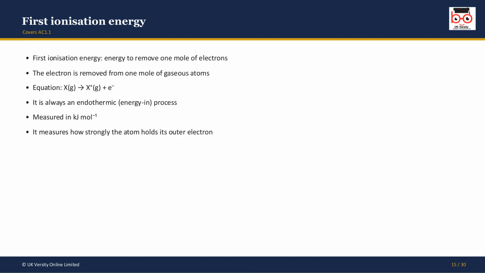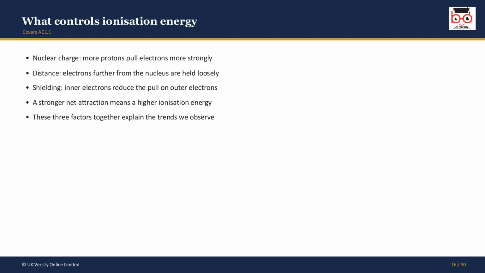It's always an endothermic process, energy in, because you're pulling a negative electron away from a positive nucleus that wants to keep it. It's measured in kilojoules per mole, and it tells us how tightly the atom grips its outer electron. So, what decides how big that ionization energy is?